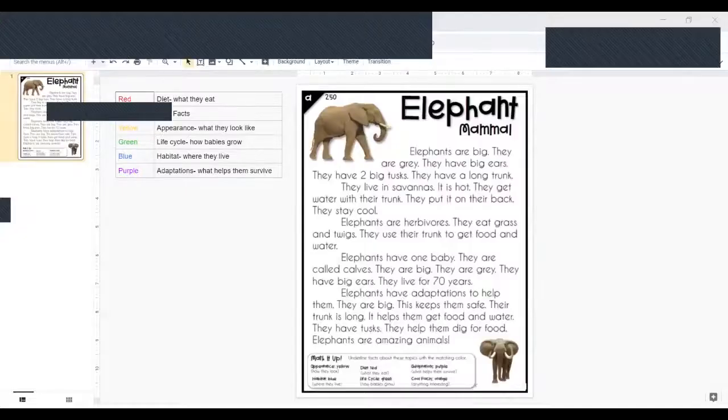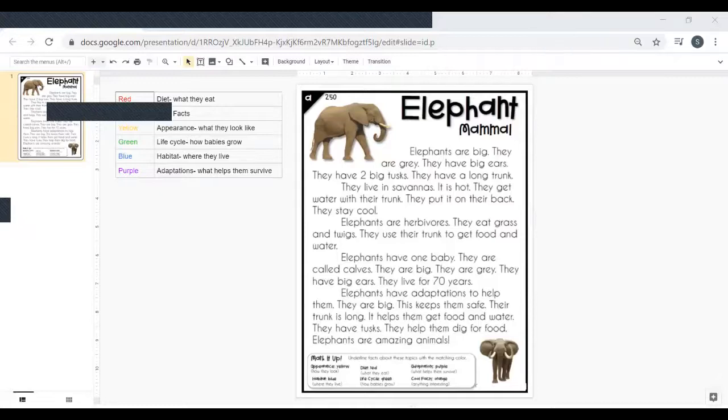Okay, so this is the article that we're going to read today, and it is titled Elephant. We're going to read this once through to hear the information, and then I will read it again while we do our annotations. So the first thing I notice about the title is there's another word underneath elephant that's also bold. This word is mammal.